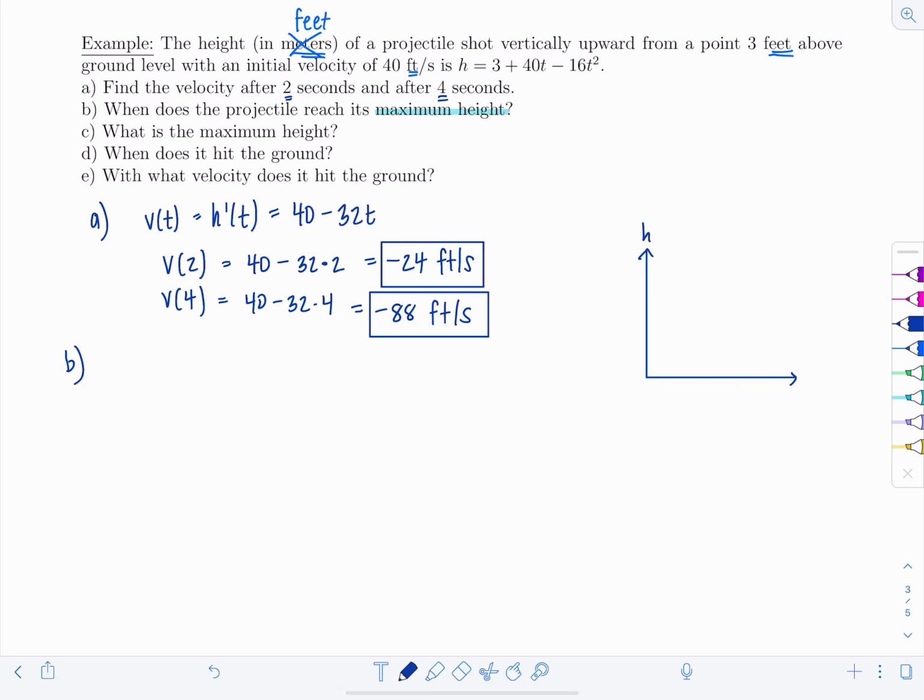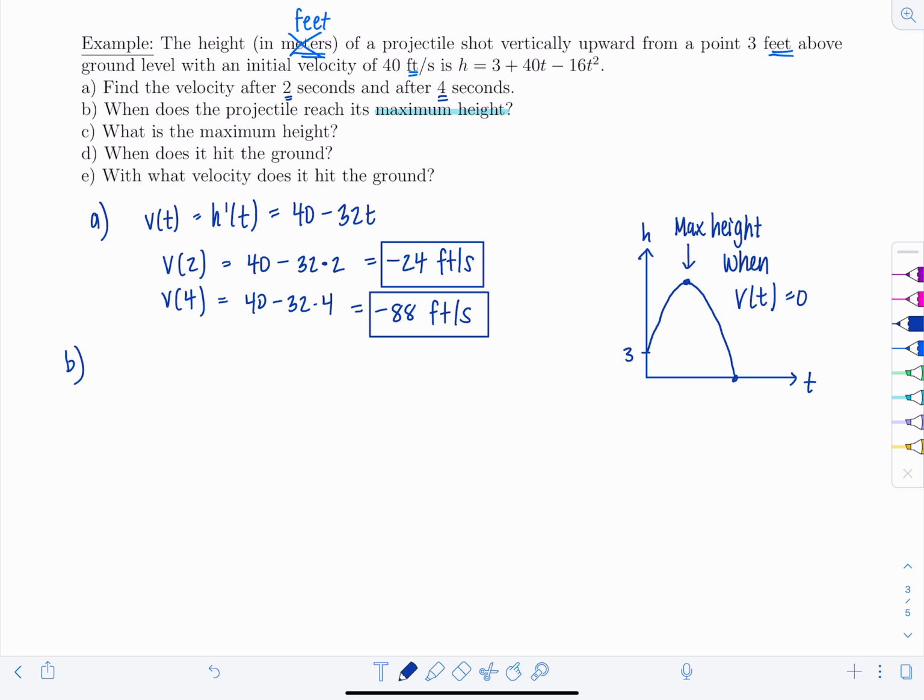Here's the time. They're telling us it starts at 3 feet and it's going to go up, up, up. It hits its max somewhere and then it comes back, hits the ground. This max height occurs when v of t equals 0, right? Because for a moment in time, the particle's not moving when it hits the max. It's actually changing direction. It's moving upward, upward, upward. It stops moving and then it starts going down, down, down.